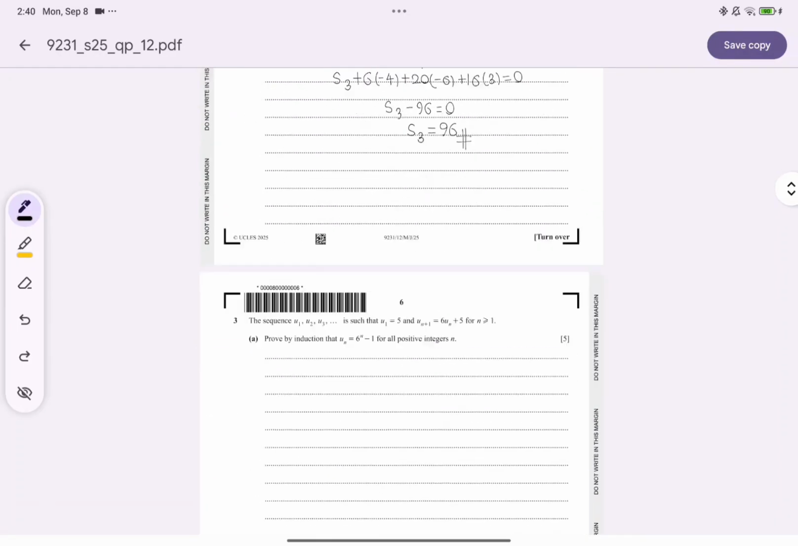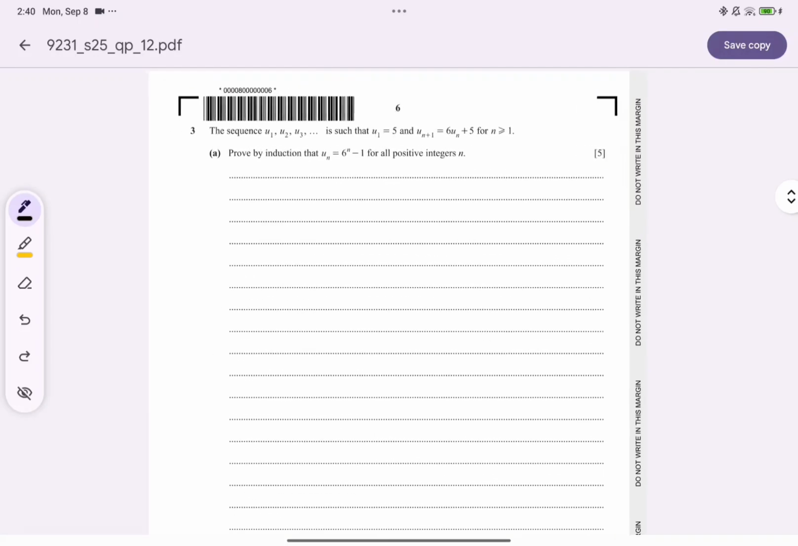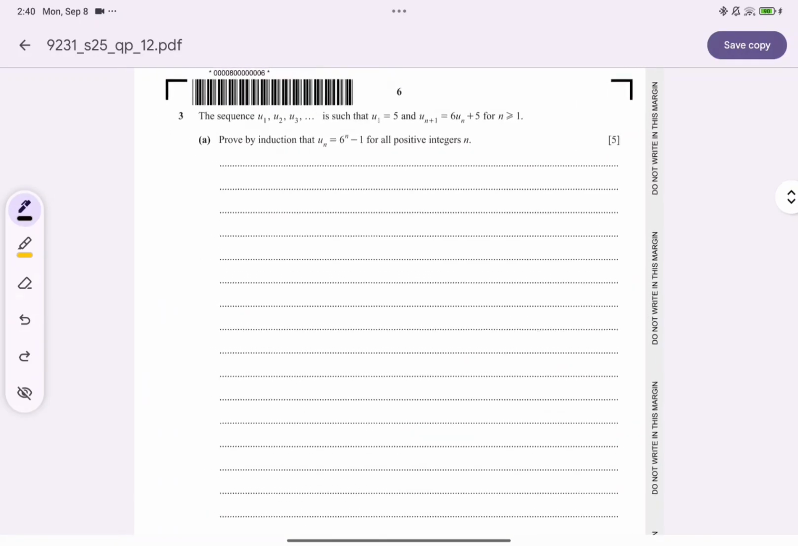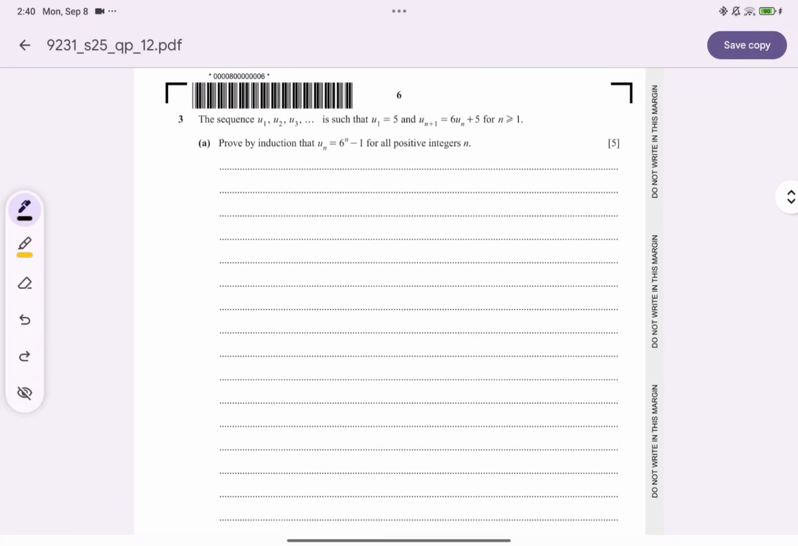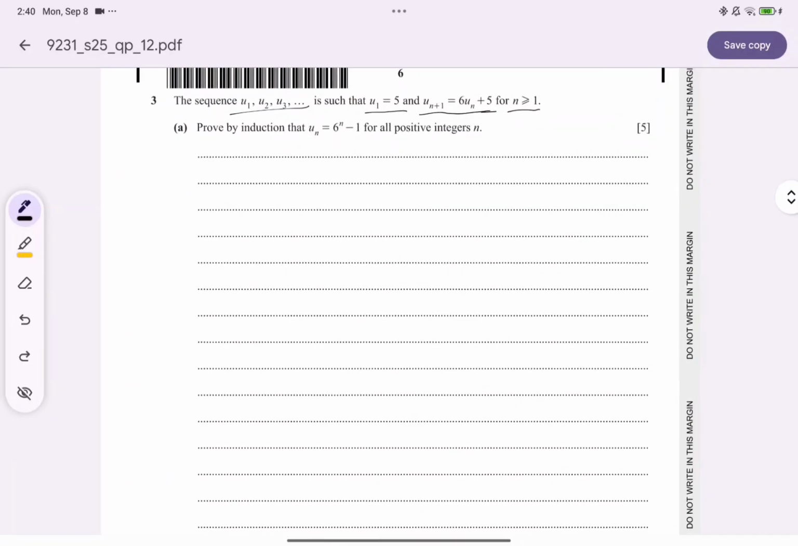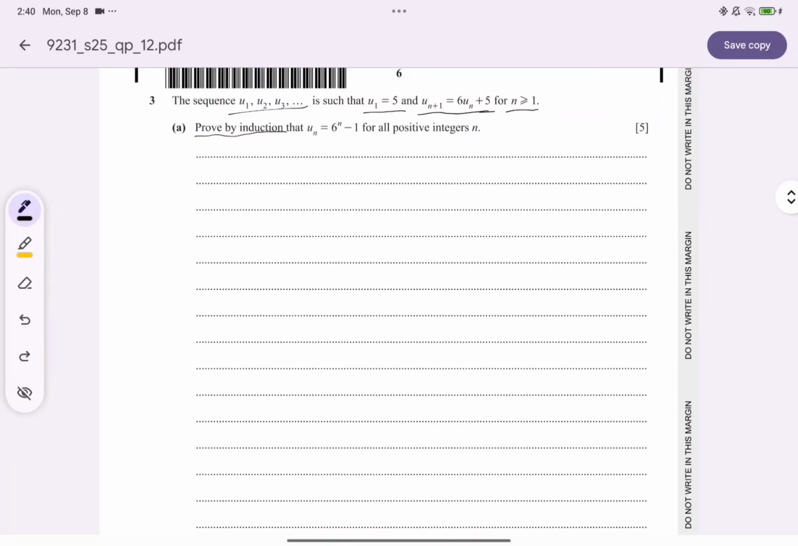Let's head on to the next question. Okay, so here we're told the sequence u1, u2, u3 is such that u1 is equals to 5 and un plus 1 equals to 6 un plus 5 for n is greater or equals to 1. And for the first part, we have to prove by induction that this result is true for all positive integers n.